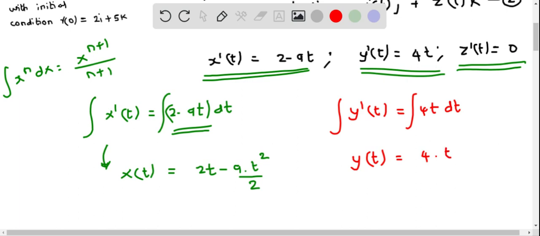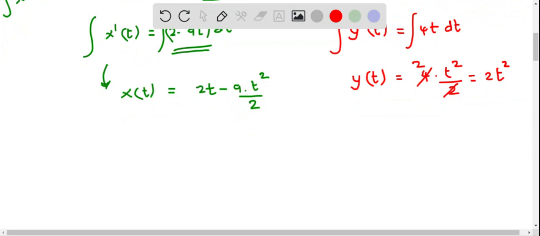So integration of t using the power rule of integration is t raised to the power of 1 plus 1, which is 2, divided by 2. This can be simplified as the 4 divided by 2 goes 2 times. So this is equal to 2t squared. So we found the value for y of t equals 2t squared. Now similarly, we will find it for z prime of t. So I'm going to write down z prime of t.